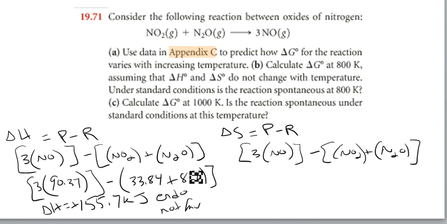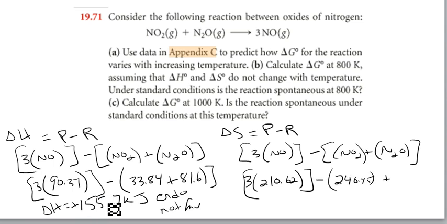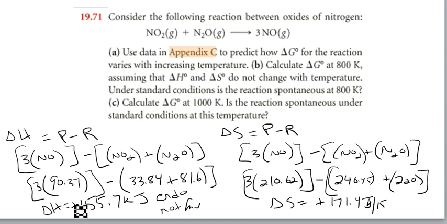So we go to the S values. So we do 3 times 210.62 minus NO2's, which is 240.45, and N2O is 220. And so we get an entropy change of positive 171.4 joules per Kelvin. And so because entropy is positive, it's possible that the reaction is spontaneous. So for letter A, my prediction would be it would be spontaneous at high enough temperatures.